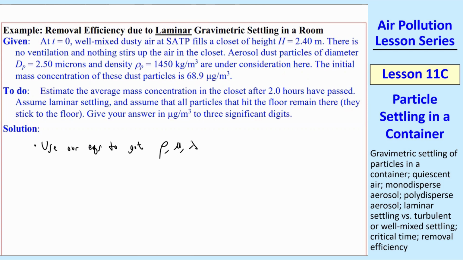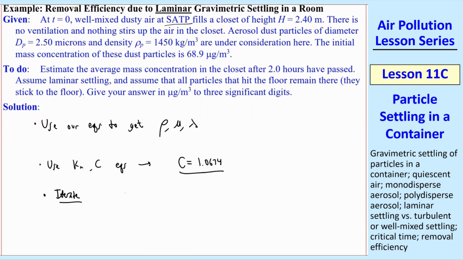So we need to calculate VT. We already know how to do that. Use all our equations to get rho from the ideal gas law, mu from Sutherland, and lambda from the mean free path equation at our given temperature and pressure. We happen to be at SATP, so we can just get those from the equation sheet as well. Use the Knudsen number and the Cunningham correction factor equation just to verify your answers. I get 1.0674 for Cunningham. And then you iterate using your software to get VT. I'll give 4 significant digits here. I get 0.0002848 meters per second.